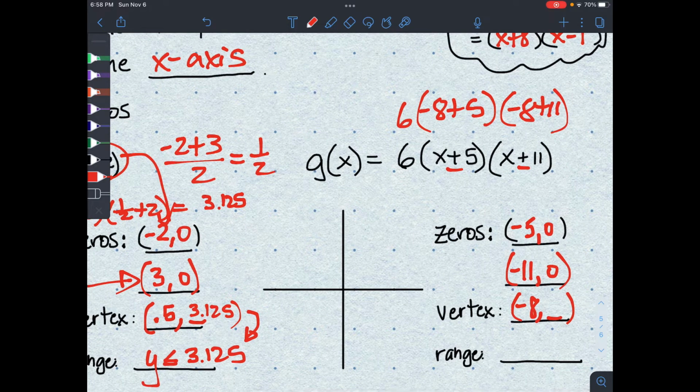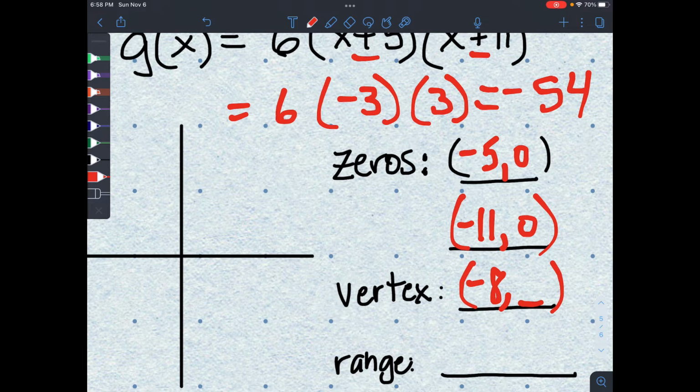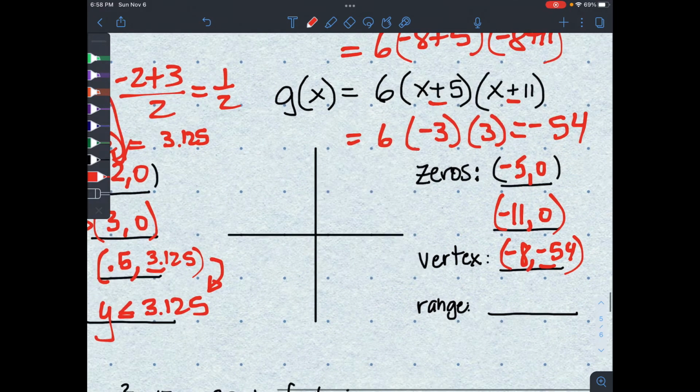All right, so I'm going to get, let's see, 6 times negative 3, and that's going to be times positive 3. So I think I get negative 54. 9 times 6, yep, negative 54. So my vertex is negative 54. We'll check this all on Desmos in a moment. Now I can use this information to get the range. That means my parabola goes upwards, yes? Okay, so I have a y value that is greater than or equal to negative 54.